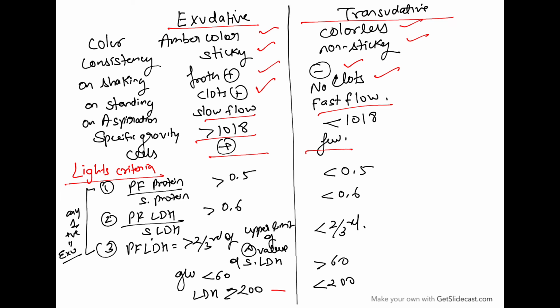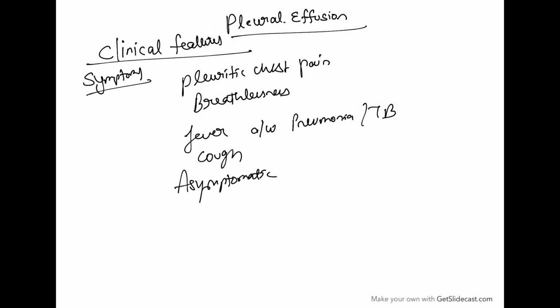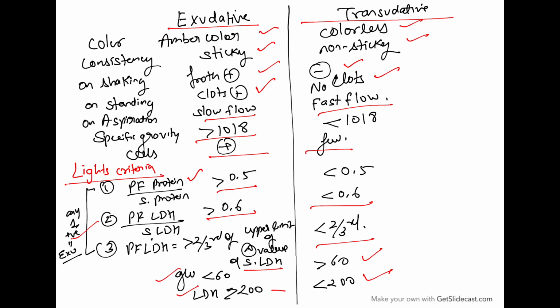And there is Light's criteria, which says pleural fluid protein upon serum protein more than 0.5 in exudative, less than 0.5 in transudative. Pleural fluid LDH upon serum LDH more than 0.6, less than 0.6. Then pleural fluid LDH more than 2/3 of the upper limit of the normal value of serum LDH, and in transudative it is less than 2/3 of the upper limit of the normal value of serum LDH. So if any one is present, then it is exudative pleural effusion. Okay, glucose less than 60 in exudative and more than 60 in transudative, LDH more than 200 in exudative and less than 200 in transudative. So these are the differences between exudative and transudative pleural effusions. Okay, and now we'll go to clinical features.